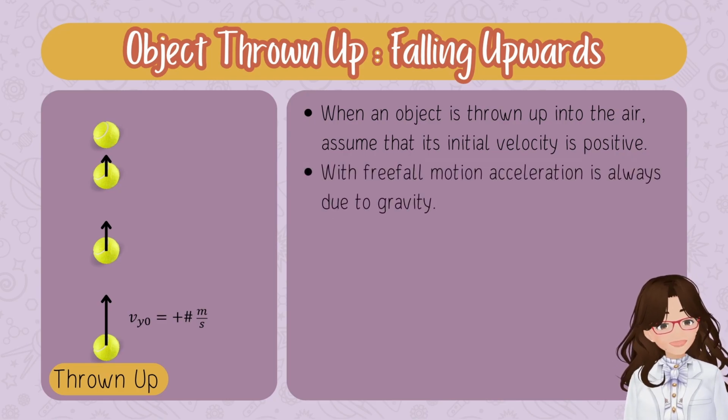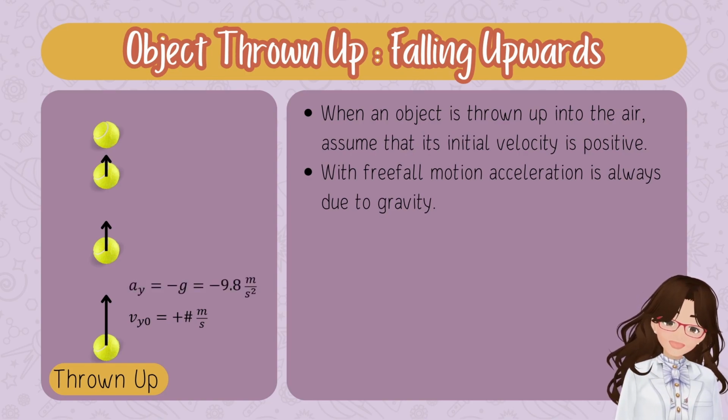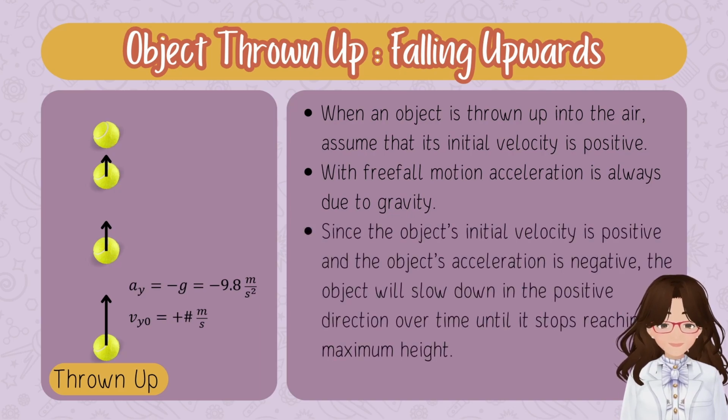Again, it wouldn't be free fall motion without our acceleration being due to gravity. So our a_y is still going to be negative 9.8 meters per second squared. And the key thing that's a little bit different is that since the object's initial velocity is positive and our acceleration is negative, the object is going to slow down until it reaches its maximum height.